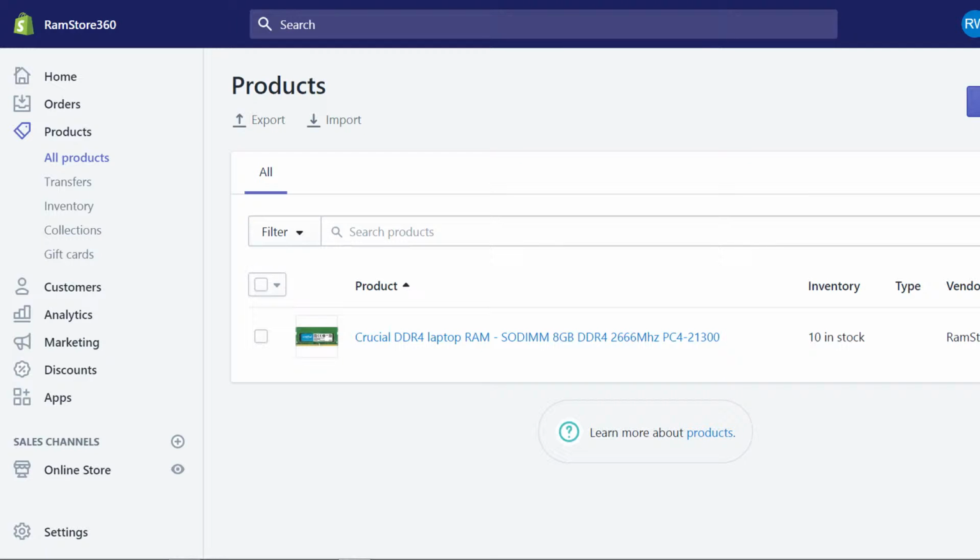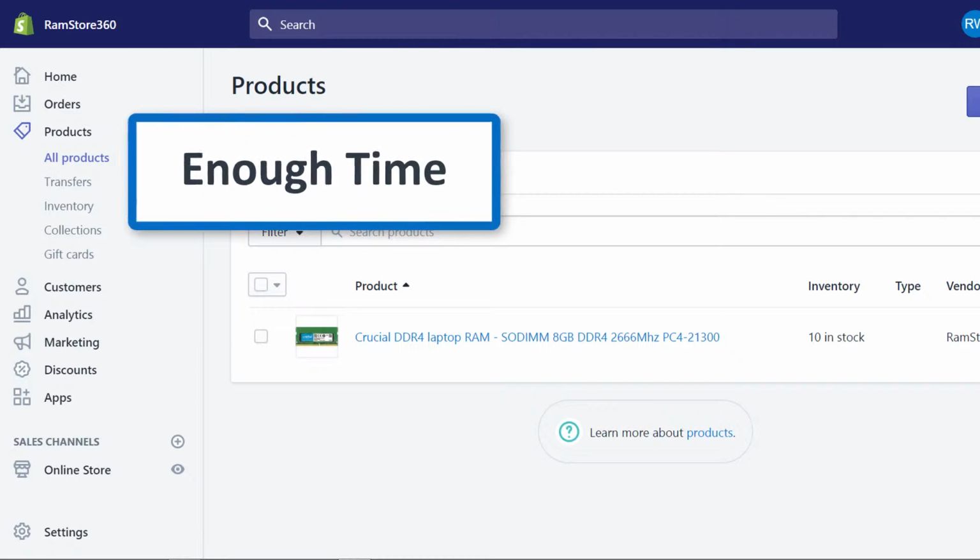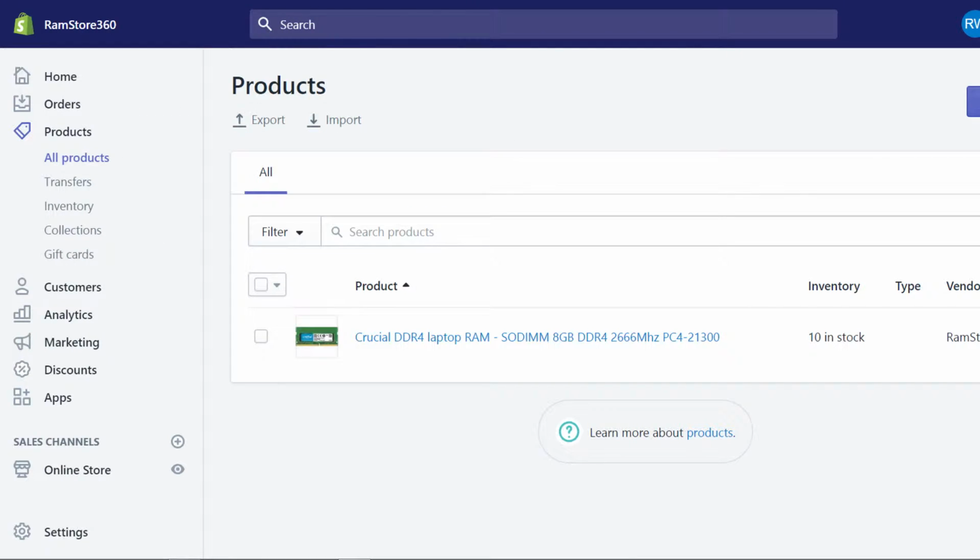So most importantly, before you even start to write the product description, ensure that you have ample time to write the product descriptions. Because if you're in a hurry, you're going to do a shoddy job and you don't want your product descriptions to appear shoddy. So ensure you have enough time before you begin the process of coming up with the product descriptions.